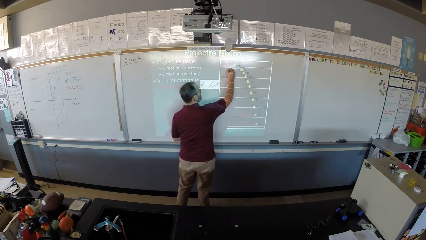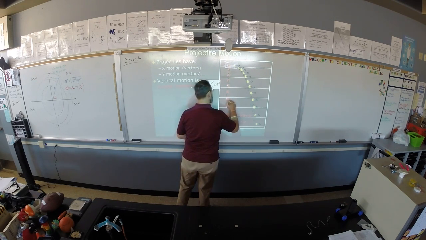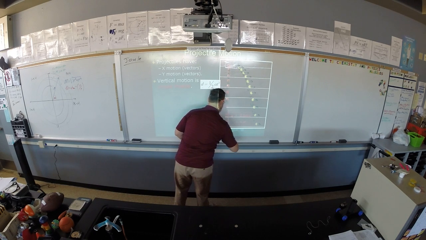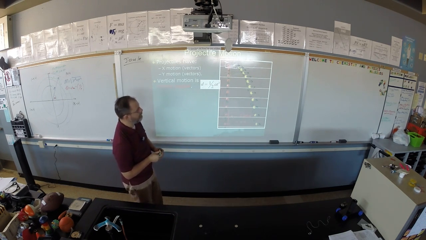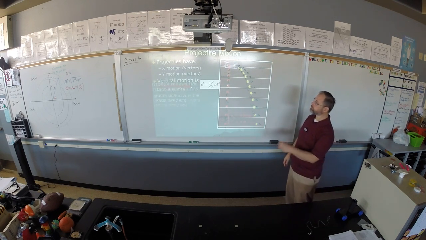I don't know if that's going to happen or not. We're going to find out. So I'm just going to freehand it and see what happens. Maybe I'll get lucky and it'll be the right size. How'd I do? Not too bad. Cool, thanks. Okay, so that's what the velocity vectors would look like.